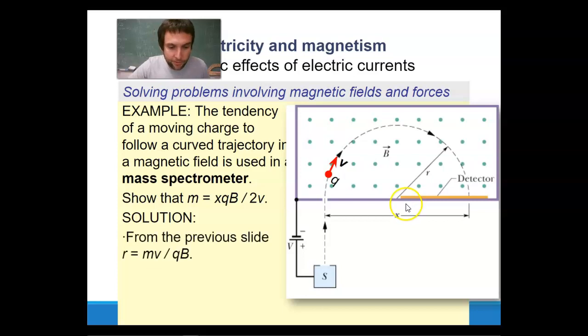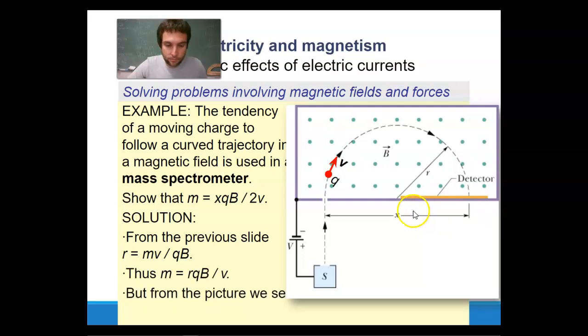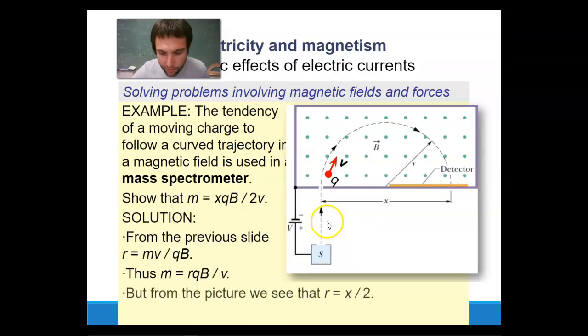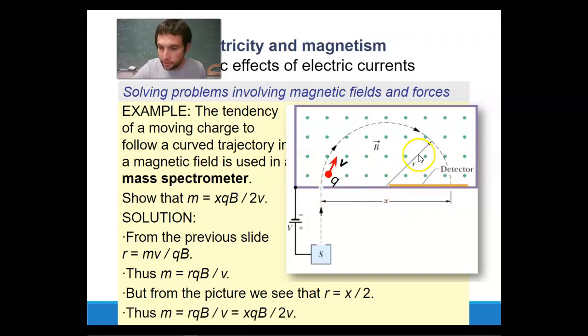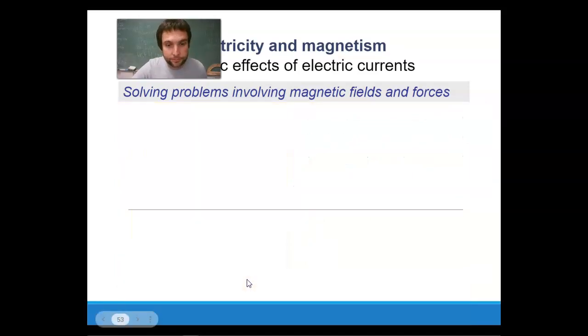All right. From the previous slide, remember we just solved for R equals mv over qB. So m equals rqB over v. From the picture we see that R equals half of x. So the radius is half of x. You see that? Here's x all the way here. R is half of x. So we get m equals rqB over v equals xqB divided by 2.